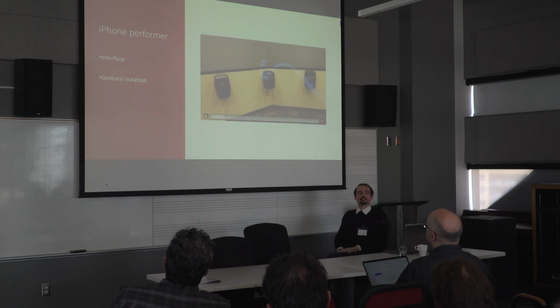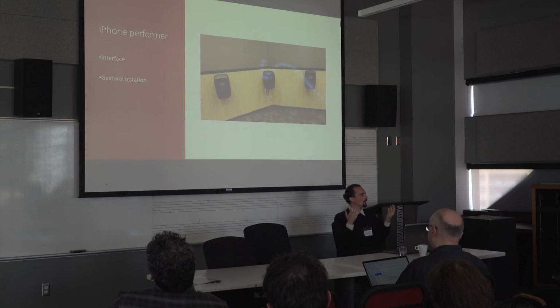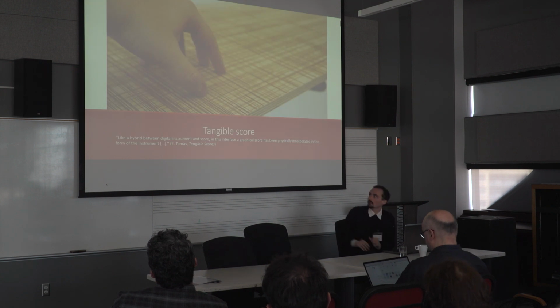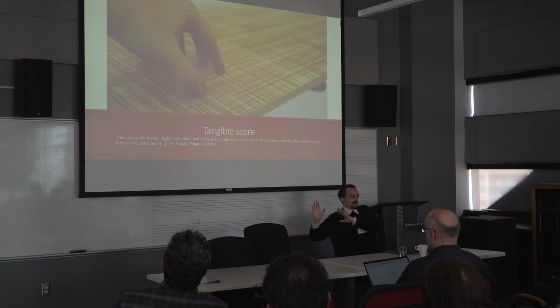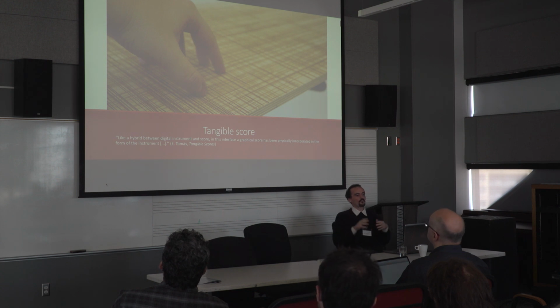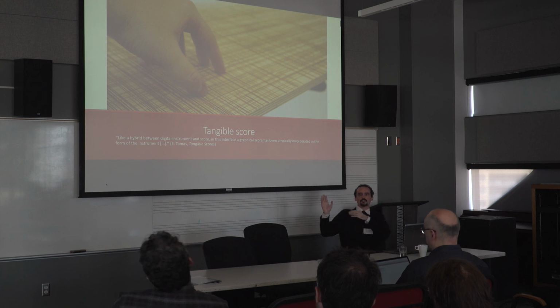It is gestural notation, because if I want to repeat one sound, I have to do exactly one specific trajectory. Otherwise, I get another kind of result. And therefore, it is a kind of virtual tangible score. So just to recap, a tangible score is a hybrid between a digital instrument and a score, and it is an interface which has a graphical score physically incorporated on it, in the form of an instrument. This is a definition by Enrique Thomas.